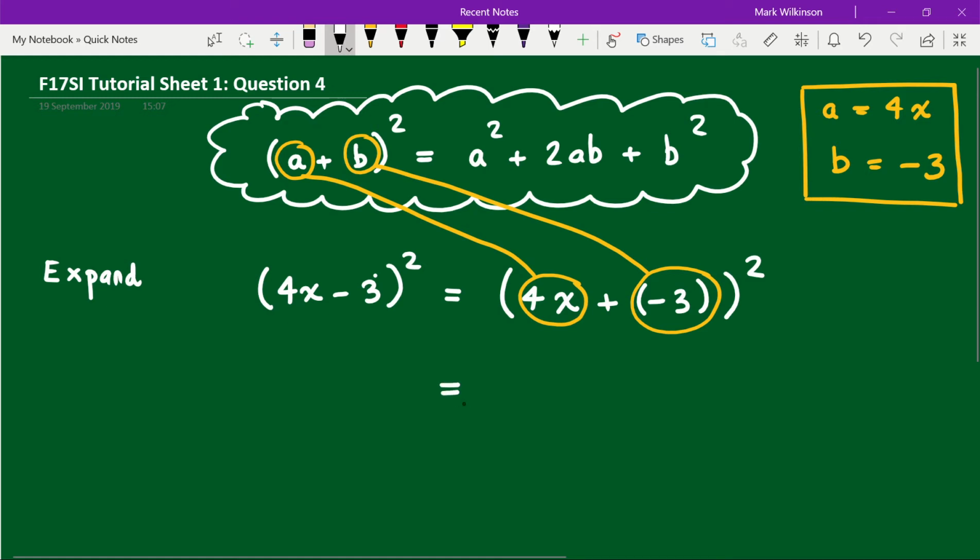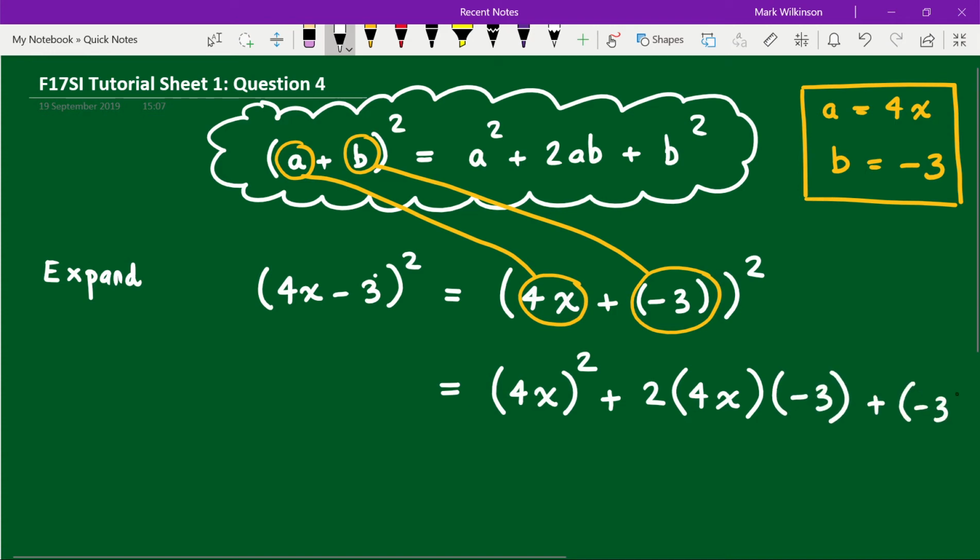Using the information in the bubble, we know that this is equal to a squared plus 2ab plus b squared. But remember, we have set a now to be 4x and b to be negative 3 just using the shape of the expression. So that means what we have on the right hand side here is (4x) squared plus 2 into 4x. The b is given as minus 3, and then we're adding on (negative 3) squared.